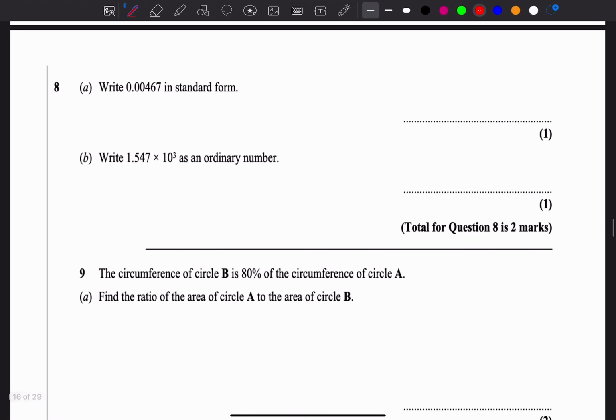Standard form, you must write between 1 and 10, 4.67 times 10 to the power. If you put a decimal point here, 1, 2, 3 in the middle, 10 to the minus 3. You move it 3 places, 1, 2, 3, so 1547.